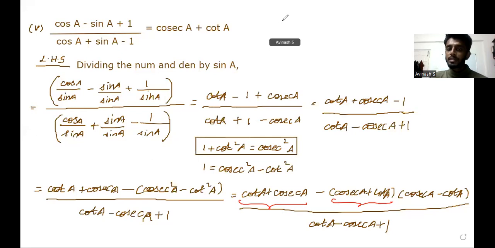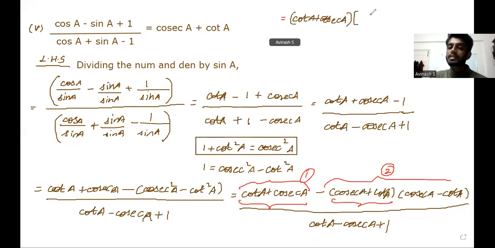So we have come to the end of this question, wherein this cot A plus cosec A is present in this term as well as this term. So we have two terms, one and two. In both the terms, we can see cot A plus cosec A is present. When we take this cot A plus cosec A outside as common, wherever cot A plus cosec A was there, you will get a 1. We will get something like this.